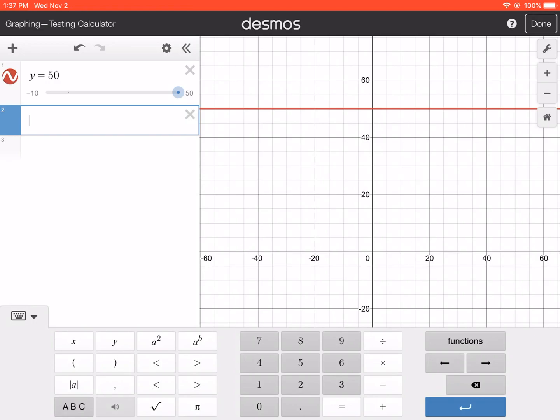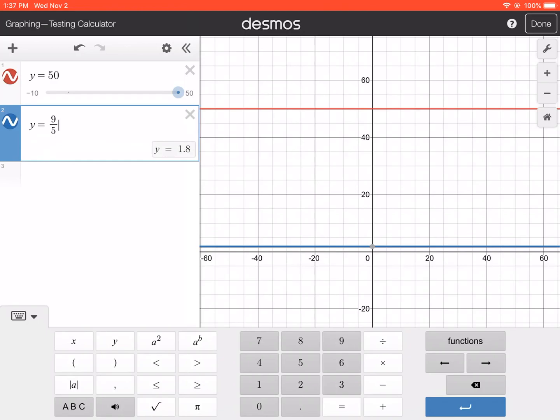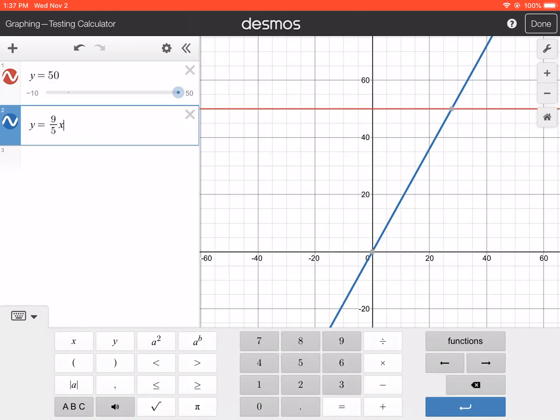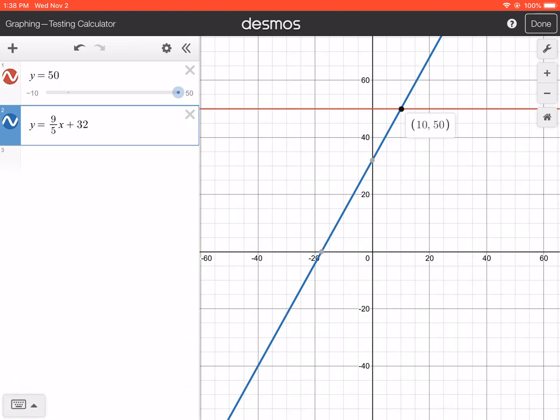My next line is y equals 9 divided by 5, and then we go out to the side, x plus 32. Please make sure x is not in the denominator. All right, remember we're going to sketch this graph. And I'm just sketching on my paper so that whenever I come back around, I have it accurate. And then we're going to tap right there and get our point.